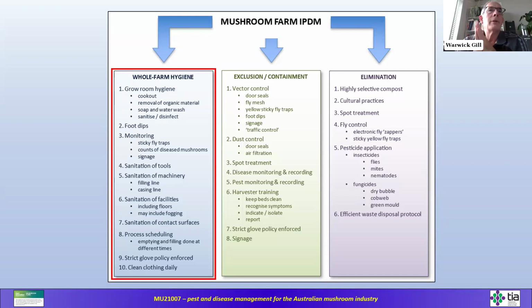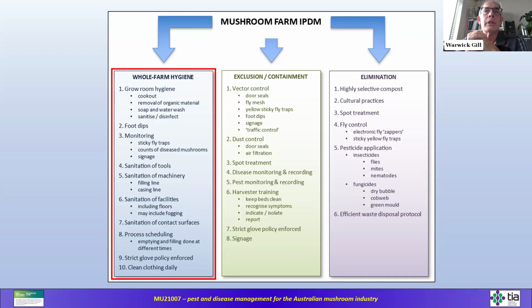Monitoring, self-explanatory. We've been through monitoring and what it's good for. Sanitation of tools, sanitation of machinery and facilities. So we're trying to reduce the number of pathogens and pests on our farm, on our tools, machinery and facilities to below the threshold level for disease.